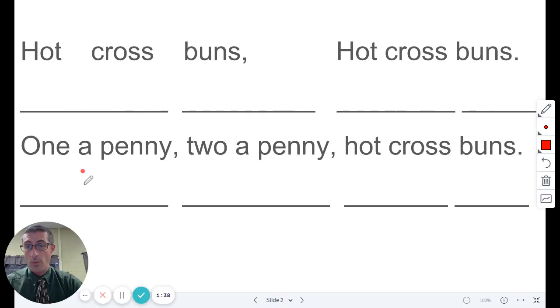Hot cross buns, one a penny, two a penny, hot cross buns.